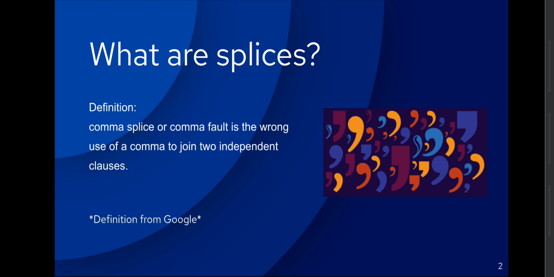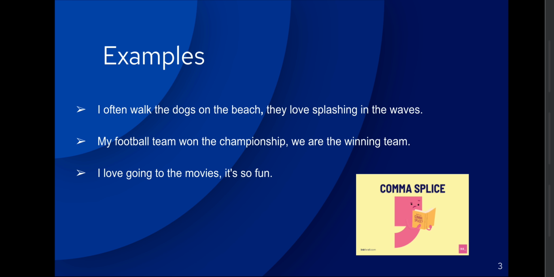A comma splice or comma fault is the wrong use of a comma to join two independent clauses. In other words, it's when you join two points that are being separated with a comma, but in a wrong way. The comma is not in the right place and doesn't make any sense in the sentence. Here are some examples of splices.